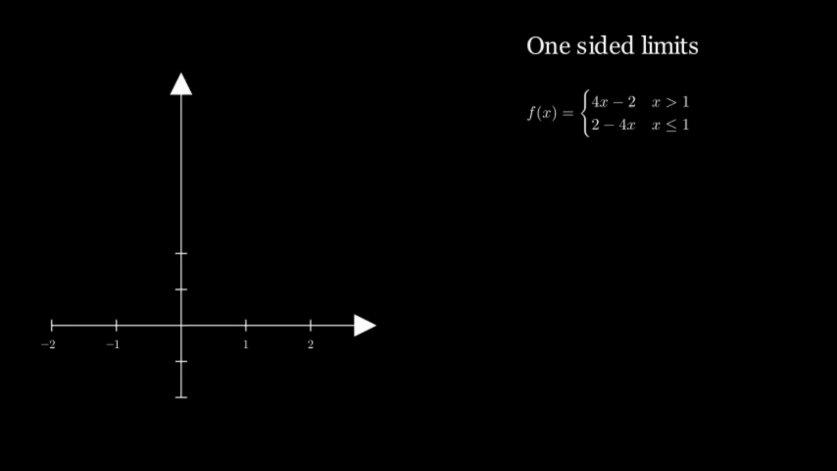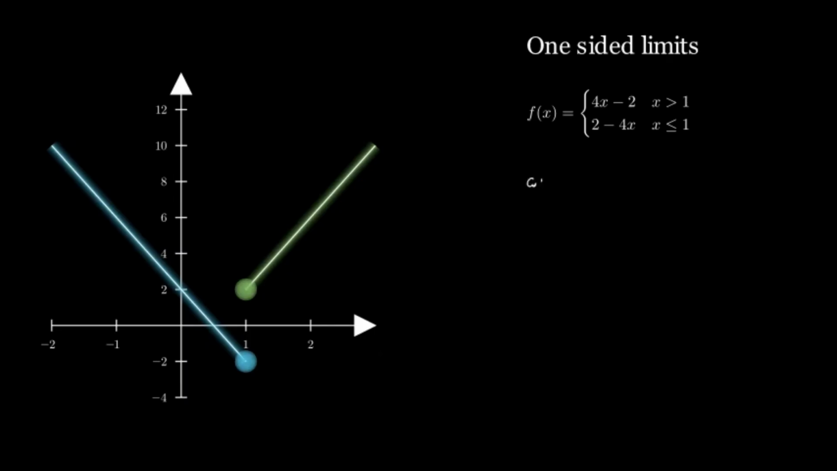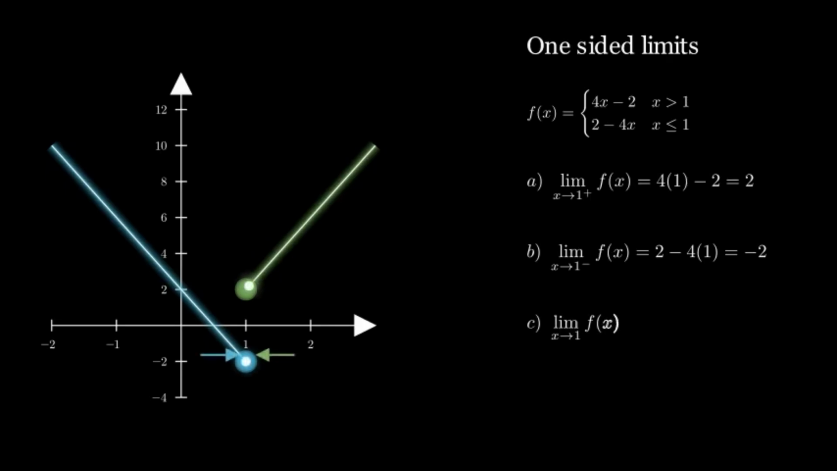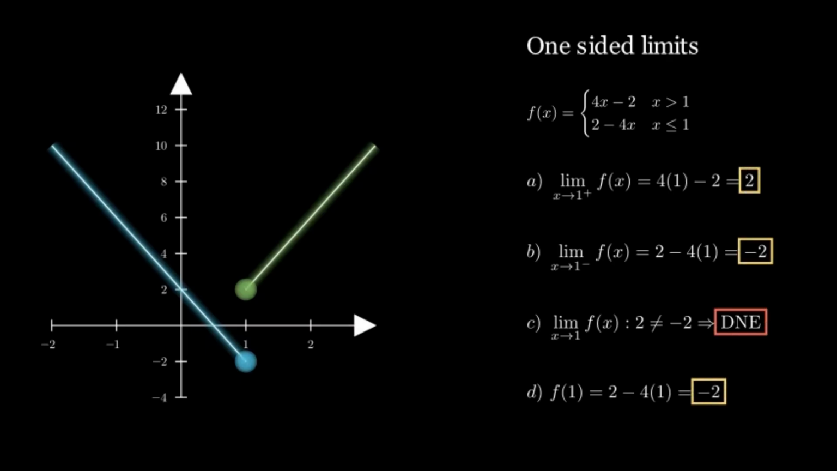We have a piecewise function here, which means graphing two different functions. And now this limit says approach 1 from the right side, and we get 2. Now this limit says approach 1 from the left side, and we get -2. But if we come from both sides, we get 2 is not equal to -2, which means the limit does not exist. And if you evaluate the function, you get -2.